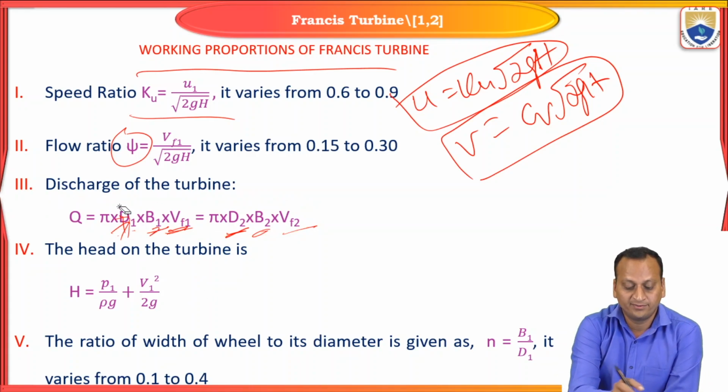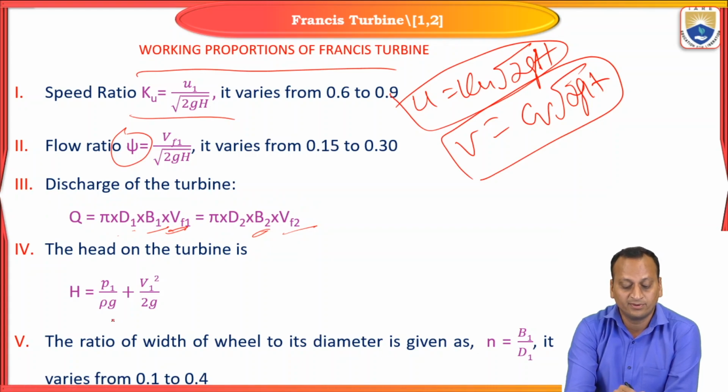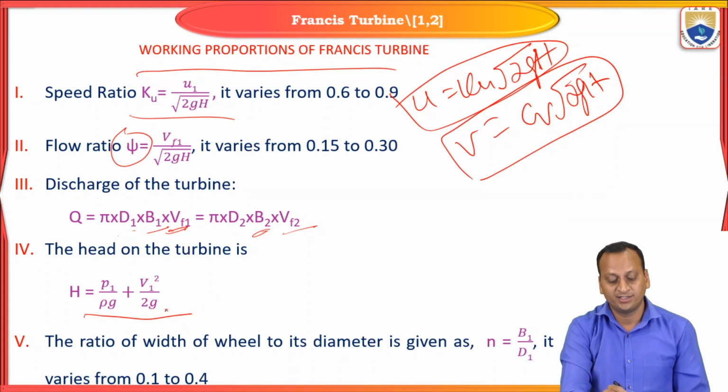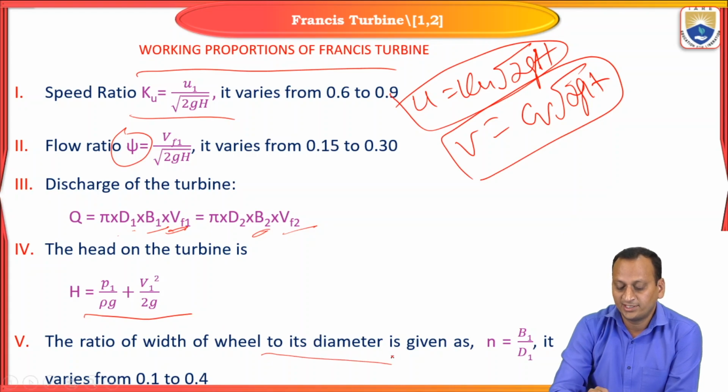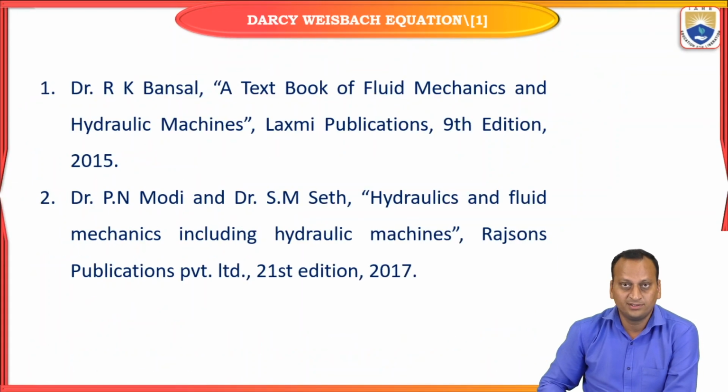The head on the turbine is given as H equals P1 by rho g plus V1 square by 2g. So the combination of pressure energy and kinetic energy is converted into meters of water. The ratio of the width of the wheel to its diameter is given as n equals B1 by D1, which varies from 0.1 to 0.4. These are the references.